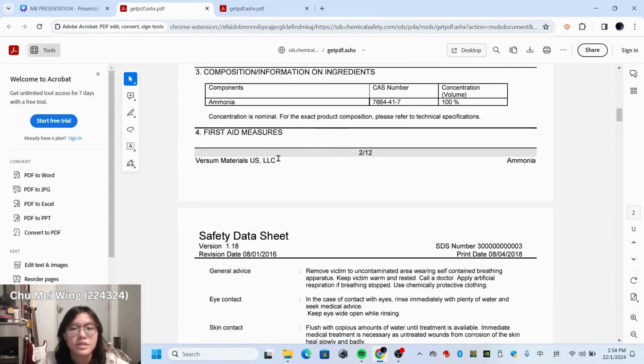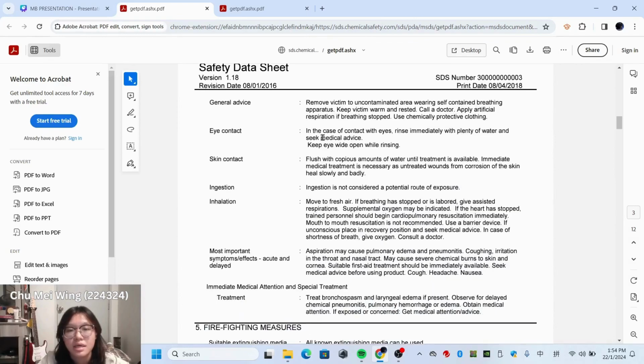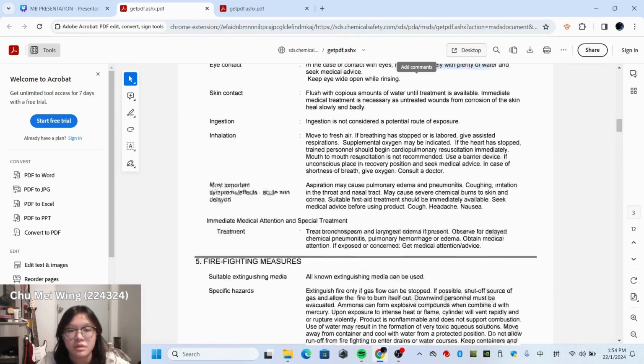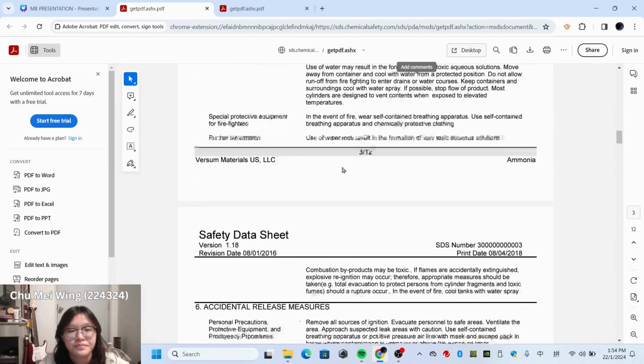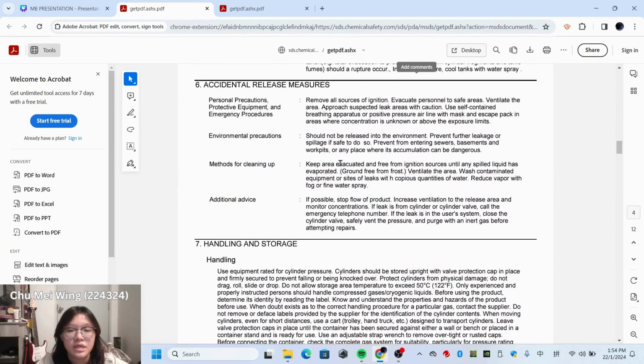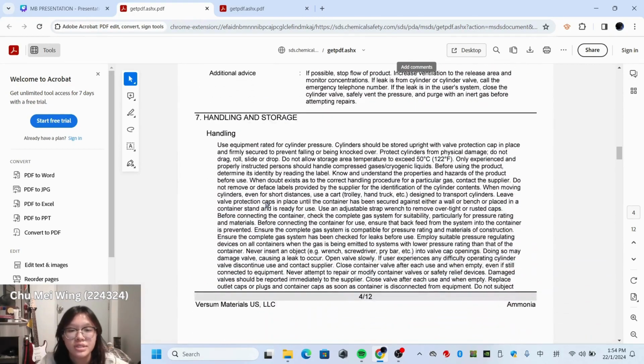One of the first aid measures is that in the case of contact with eyes, rinse immediately with plenty of water and seek medical advice from a doctor. For the handling and storage section, for handling, use equipment rated for cylinder pressure.